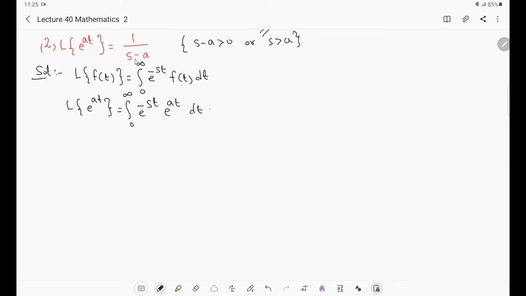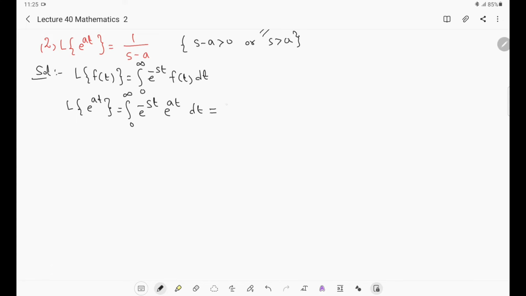Why am I writing this? Because if s minus a becomes 0 or s minus a becomes negative, this formula does not work well. So that is why we consider s minus a to be greater than 0, right? So now in place of f of t we wrote e power at. So we got like this.